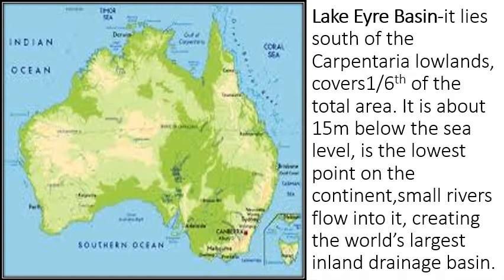Lake Eyre, which is about 15 meters below sea level, is the lowest point on the continent. Due to it being lowland, small rivers flow into it instead of flowing into the sea, therefore creating the world's largest inland drainage basin.